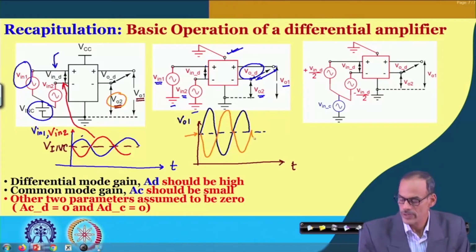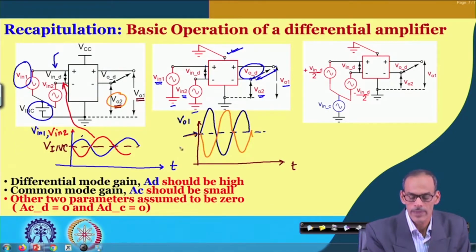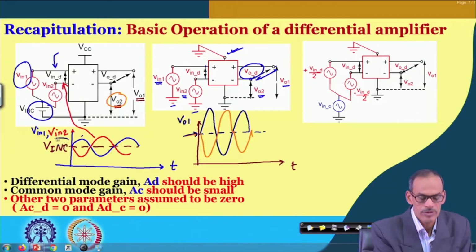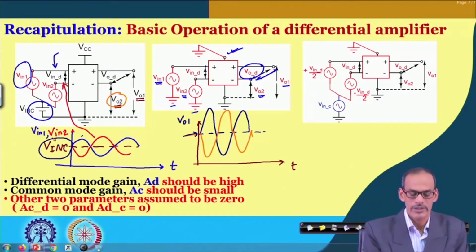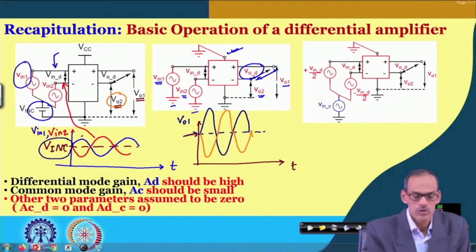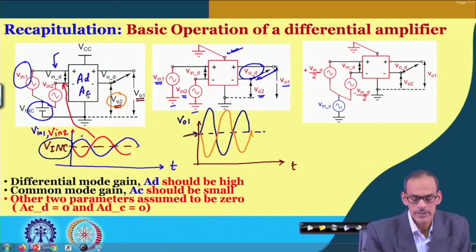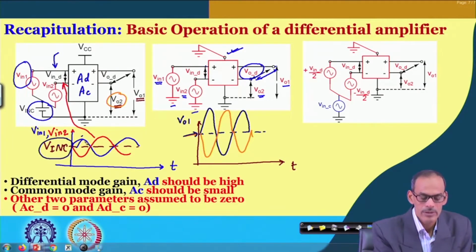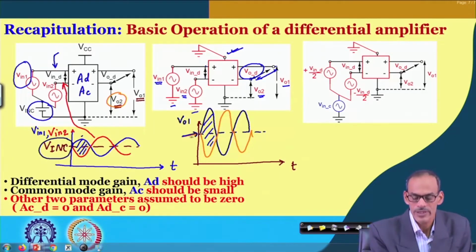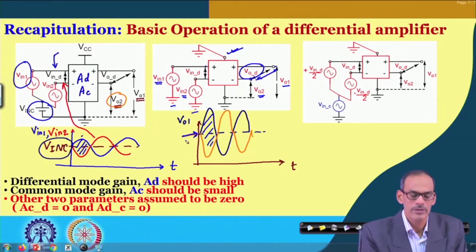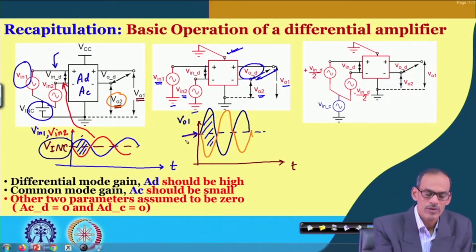Now, whenever we are talking about the DC level at the output and the DC level at the input, they may be having some relationship, but that relationship cannot be expressed by the two parameters we have discussed, AD and AC. AD and AC are essentially representing small signal relationship. This DC voltage relationship can be obtained by considering the nonlinear characteristic of the entire circuit.